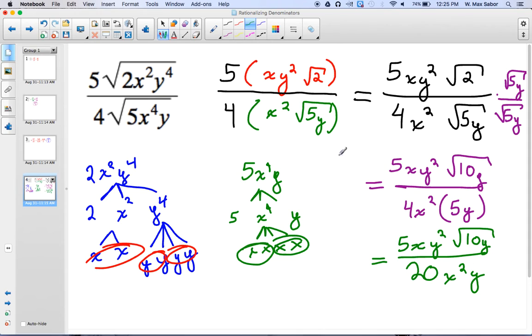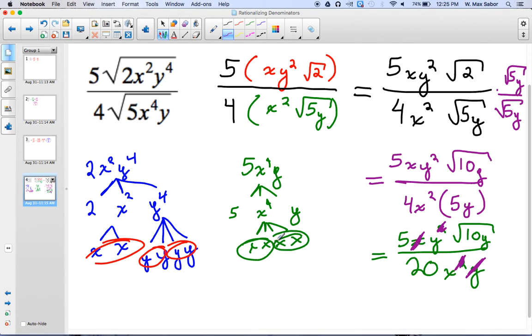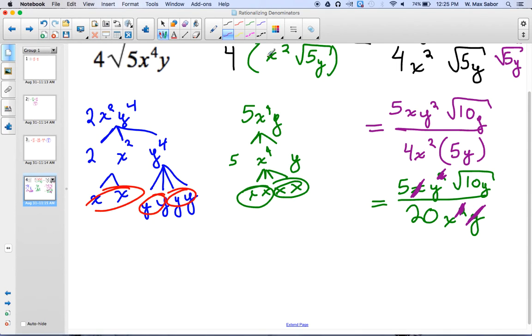Okay, we're almost done. This x can cancel with one of the x's in the denominator because x divided by x squared is just x in the denominator. And same thing with y squared divided by y is y times y divided by y, so cancel out one of the y's. And we are left with, let's see, 5y square root of 10y over 20x.